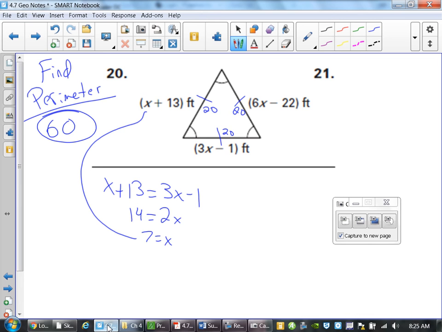To be honest with you, isosceles and equilateral should be pretty easy for you guys. It really should. And then right triangles, we just go into the Pythagorean theorem.